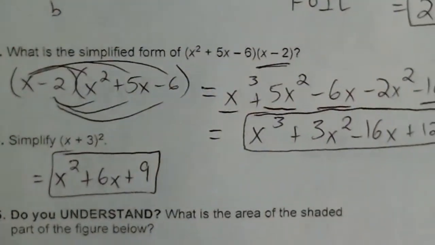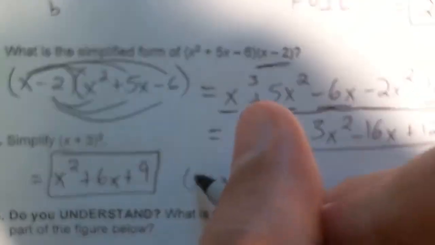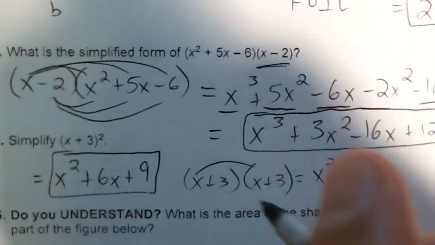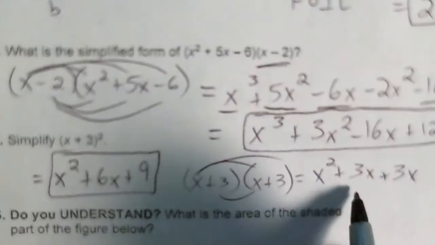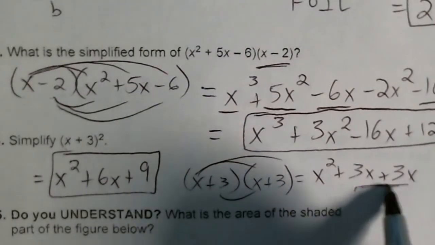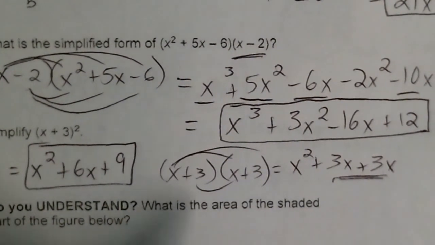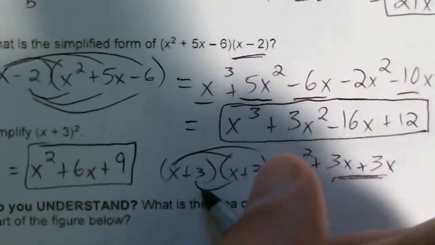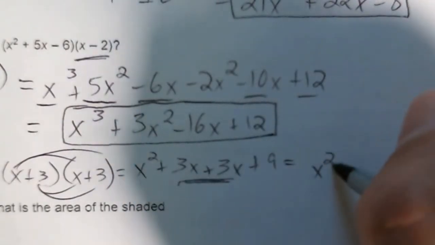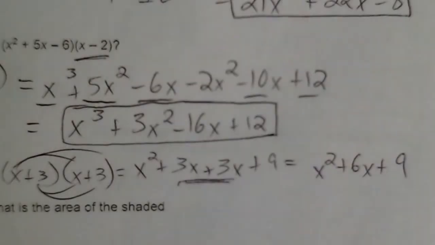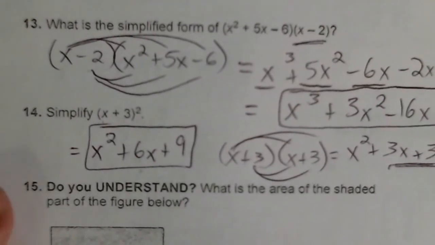Okay, if you don't like that, you can FOIL it out. X plus 3 times another x plus 3. First, x squared. Outside is 3x. Inside is another 3x. And now you can see that's why you double it, because you're always going to get 2 of these guys every single time when you have one of these special cases. And then last, 3 times 3 is the 9. And of course, when you combine, you get the x squared plus 6x plus 9. It's a little bit longer way, so if you know the shortcut, that just saves you some time there.